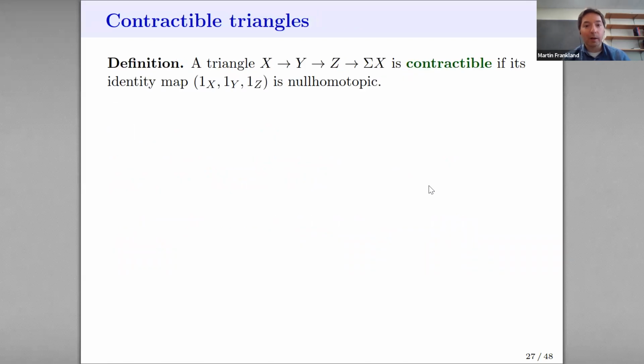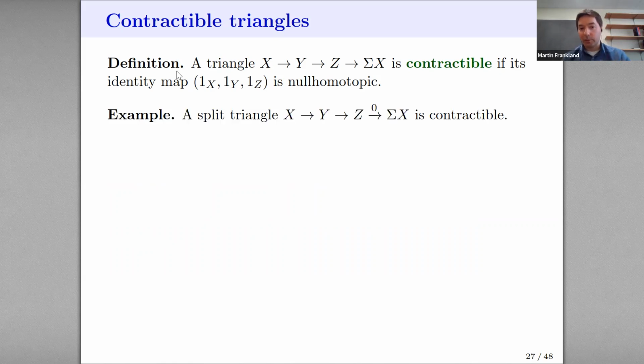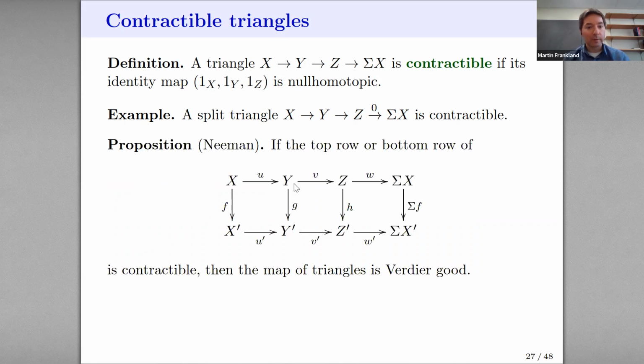And there's more. If a triangle is contractible, which means that its identity map is null homotopic. Yeah, here's a little example. Being split implies being contractible, but the converse is not true. Well, Neeman observed that if you're mapping from a contractible triangle or into a contractible triangle, then this map is automatically Verdi good, which you can think of as a weak form of chain homotopy invariance. Because if we had chain homotopy invariance, then we would conclude that automatically. But in this case, it's true.